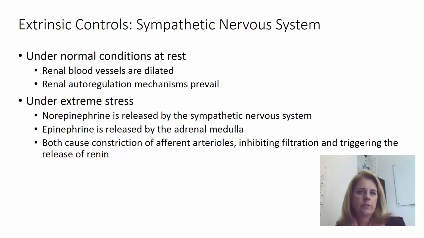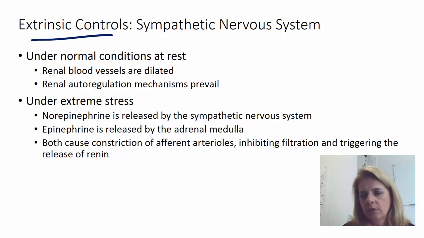So those are the two intrinsic controls, the myogenic and tubuloglomerular feedback. So what happens when you need the nervous system and the endocrine system to play a role? Well, that's your extrinsic controls. And these are also at play during normal conditions at rest.